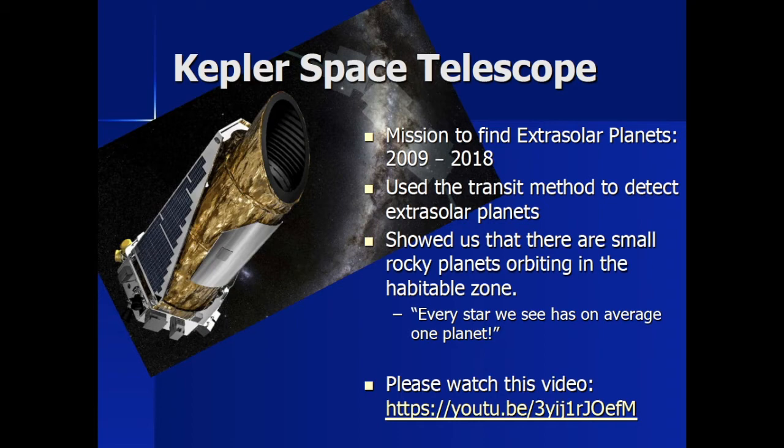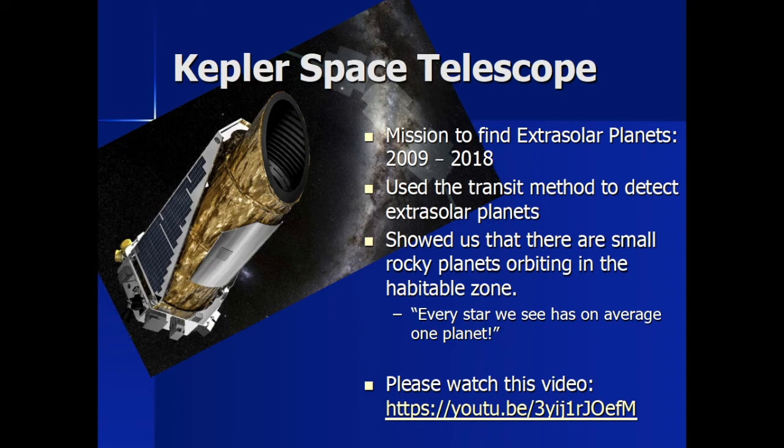So I just kind of wanted to go into a bit of the most recent work that scientists have done in terms of extrasolar planet detection. The Kepler Space Telescope was on a mission to find extrasolar planets, and it did a lot of work from 2009 to just recently in 2018.